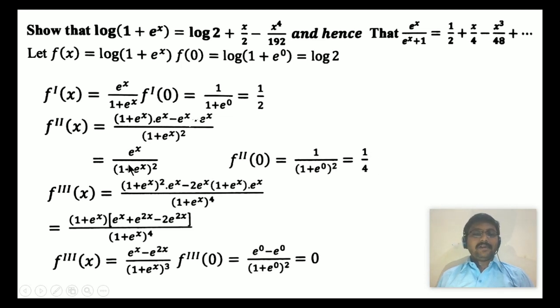Thus the functional value at 0 is 1 by (1 plus e power 0) whole square, which is 1 by 4. Again differentiating f double dash of x with respect to x, we will have f triple dash of x.